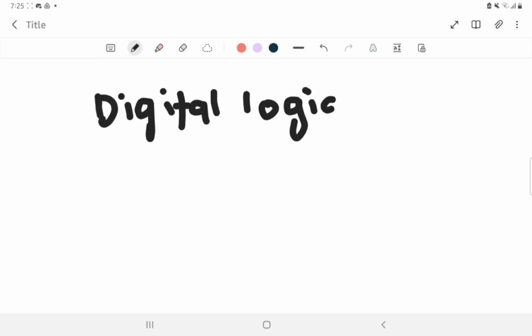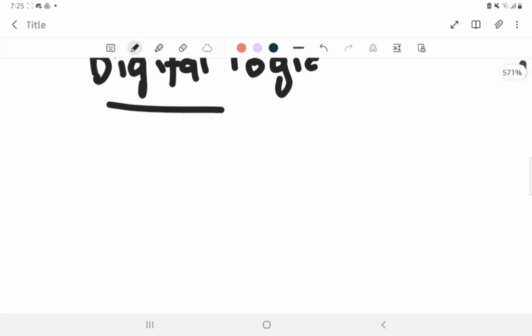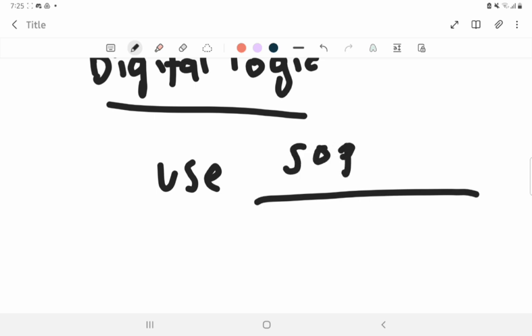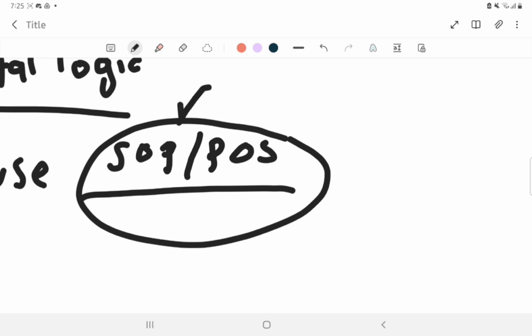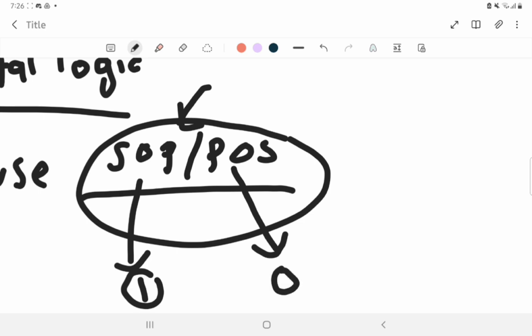For example, digital logic. Okay, now the question is just like this. Use SOP or POS. It will state SOP or POS. Or else, if they don't state to use SOP or POS, you have to use SOP. For SOP, you must remember the true value is always 1. For POS, the true value is 0. Okay, you just have to remember that.